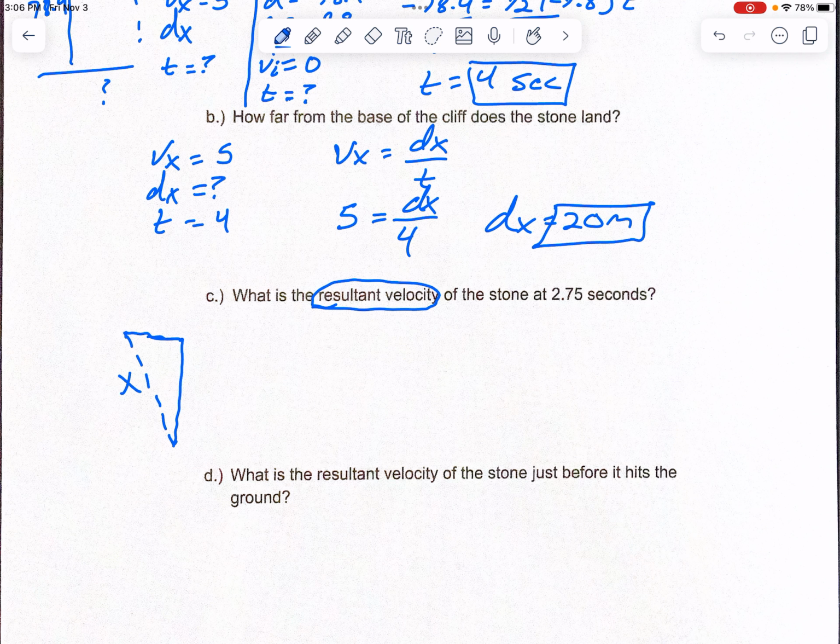So the resultant is that X, which is the diagonal, and your angle. Now, good news is we already know that our horizontal velocity is 5. That's never going to change. But we don't know this.